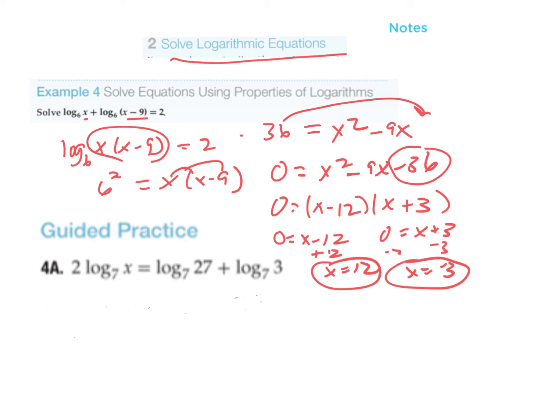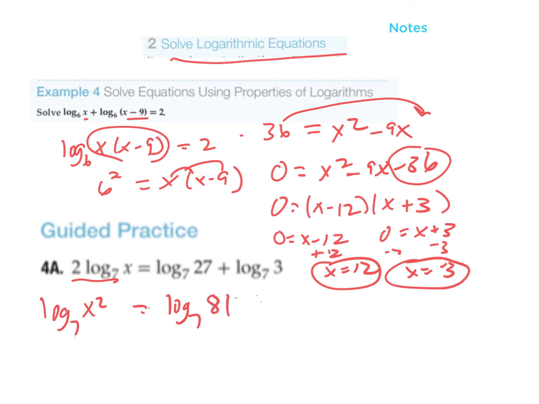So let's look at our second problem. This one's actually a little easier because we have logs on both sides of the equation. So let's rewrite this one by using the power. That's going to be log base 7 of x squared. This one is going to be log base 7, but because I have a plus, I can multiply the 27 times 3, which is 81. So all I did was change it.